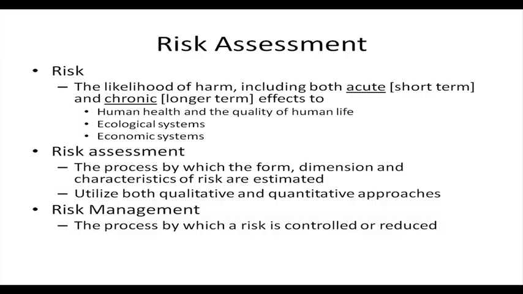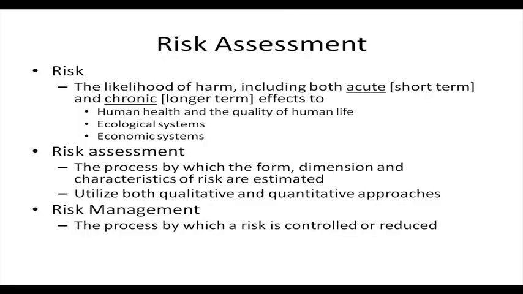So risk is the likelihood, as we said earlier, of a harm. It could be both short term as well as long term. If you have read any of these books, you know the short term we call acute and the long term we call chronic. So it could be both acute as well as chronic. There are chronic effects on human health and the quality of human life, also on ecological systems and economic systems, because if you have an unhealthy workforce, you will have an unhealthy economy. Your work hours will go down, and you will have an impact on your economic system as well.